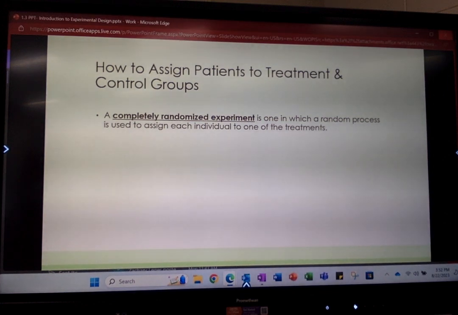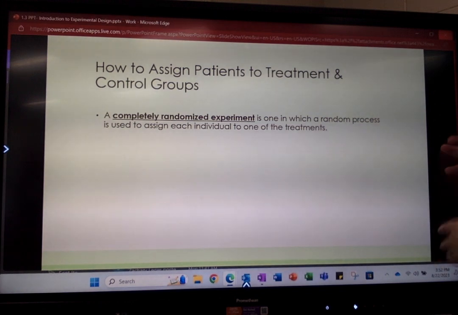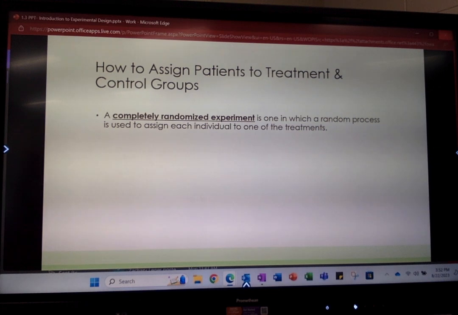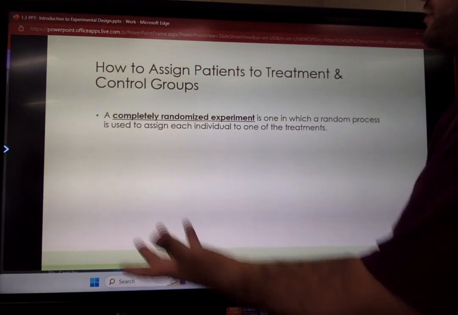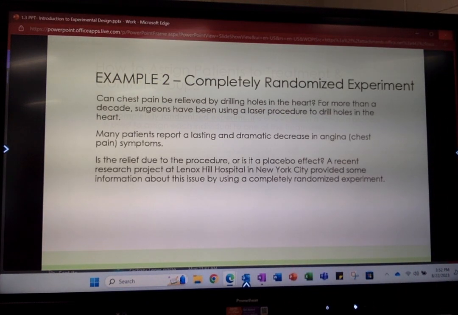So here's a way to do it called a completely randomized experiment. It's one in which a random process is used to assign each individual to one of the treatments. You could use, assuming that you have enough people in your population, a random number table to do this, or a random number generator to do this.